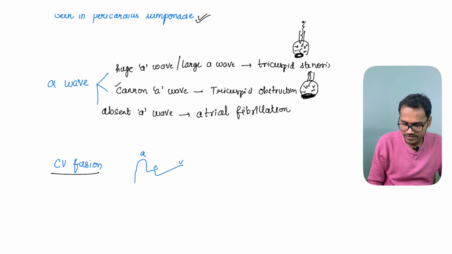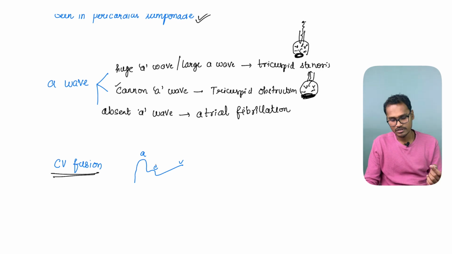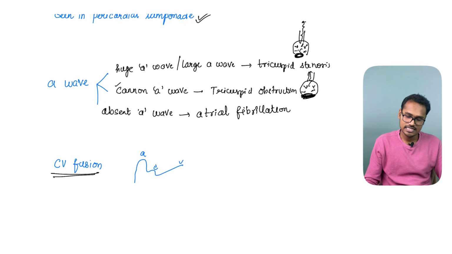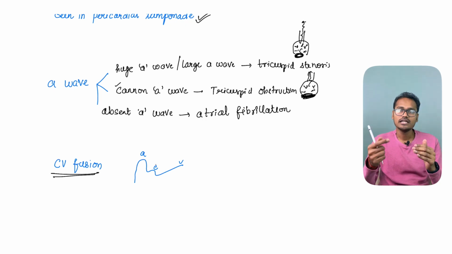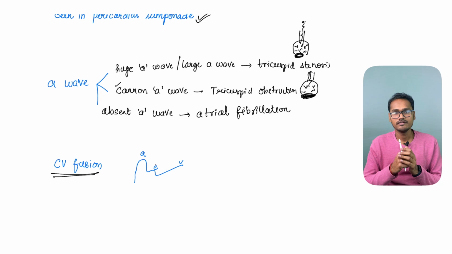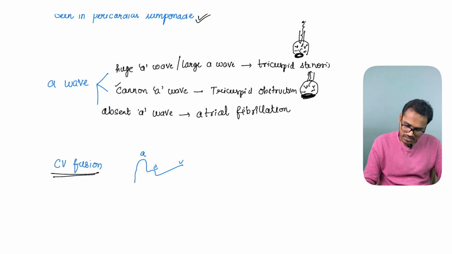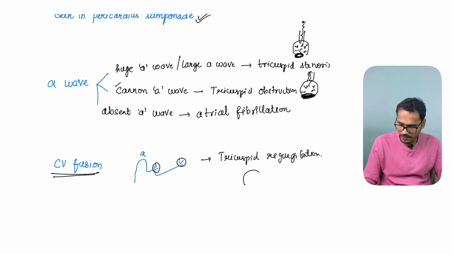Then the CV waves, their abnormality generally happens, one abnormality that is called CV fusion. C wave was tricuspid closure, and V wave was the return of the venous system wave. What happens is this C and V wave are getting fused. Why is it so? Because whenever there is a tricuspid regurgitation, the C wave is created by closure, but it's not closing completely. So the C wave has come a little bit, still there is some gap.